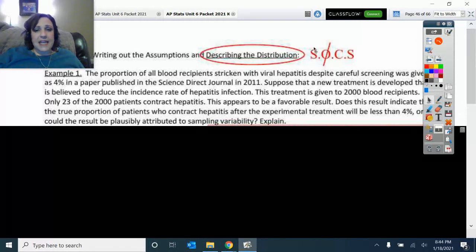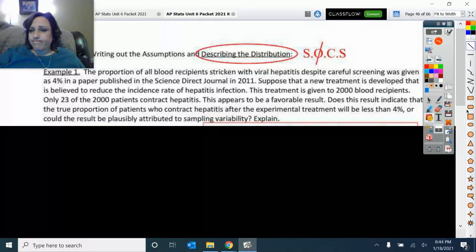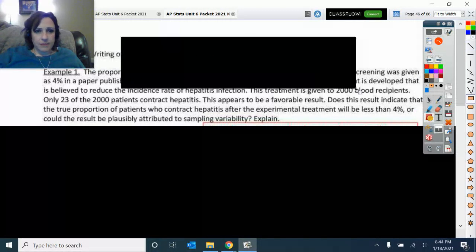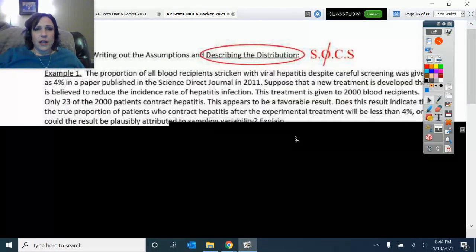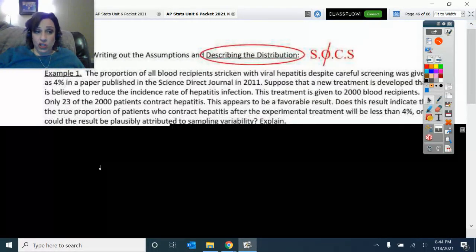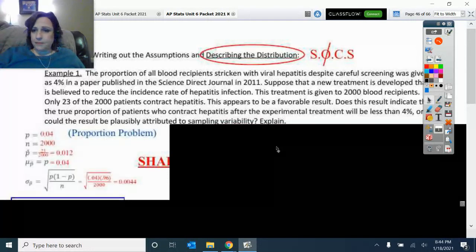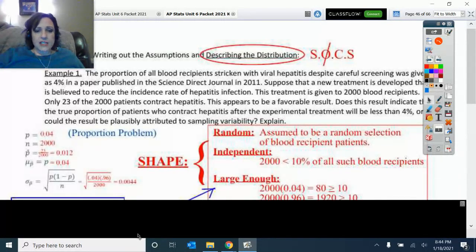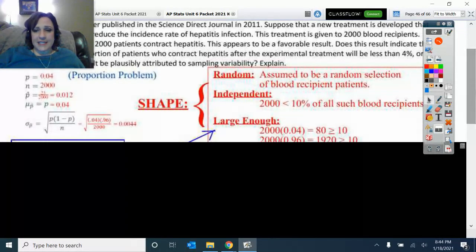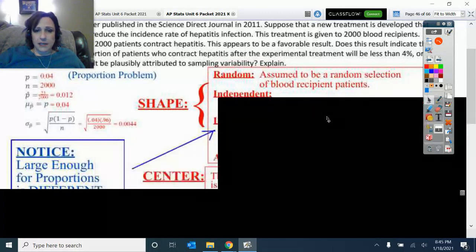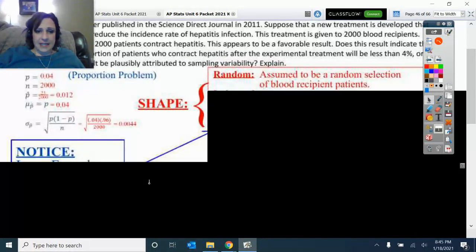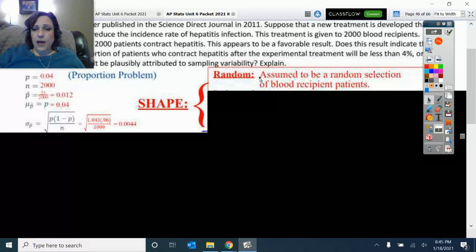In order to take care of the shape component, that is going to be our random, independent, and large enough. Here's how that'll work. So here's our shape. Random: stated, or assumed to represent the population.